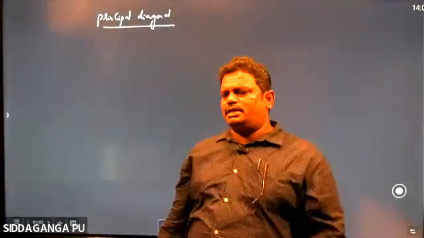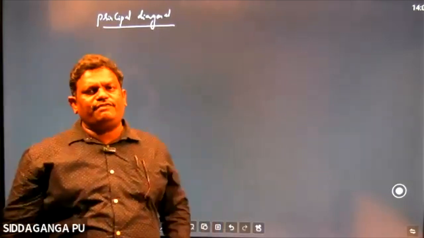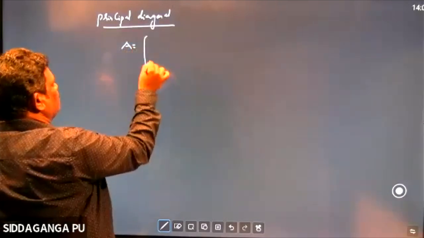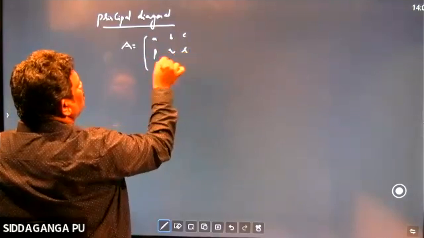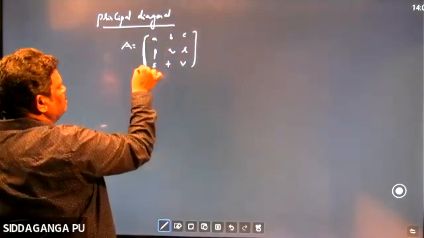Principal diagonal of a matrix. Generally, we know that in geometry, a diagonal means we join the corners. Like that, the principal diagonal is defined only in a square matrix. Let capital A be a square matrix, with some letters or numbers in the matrix: a, b, c, p, q, r, s, t, v.